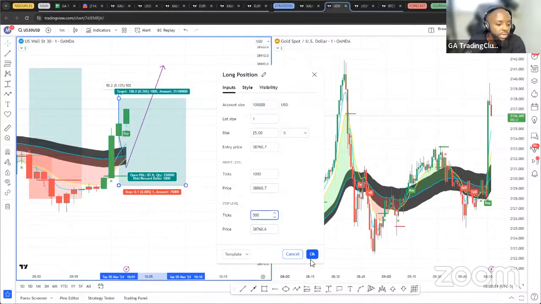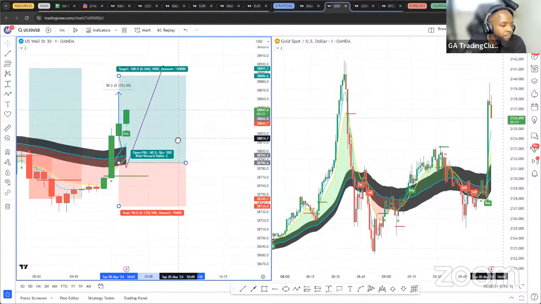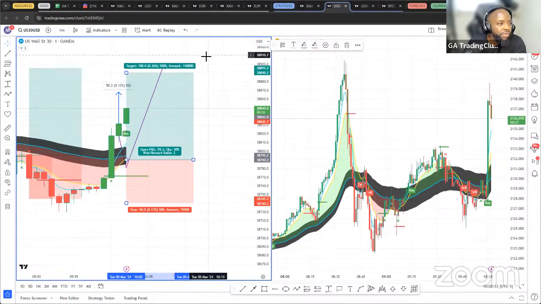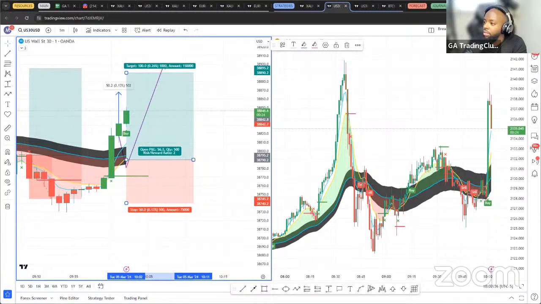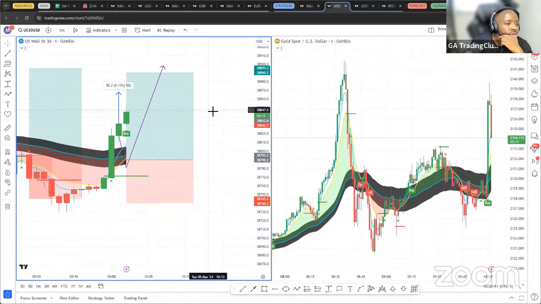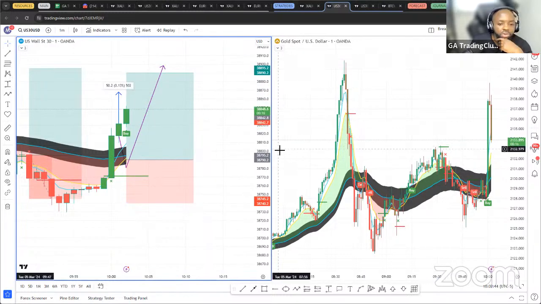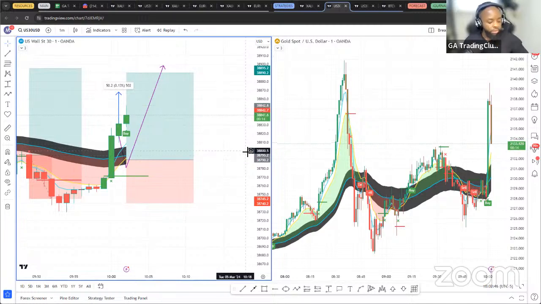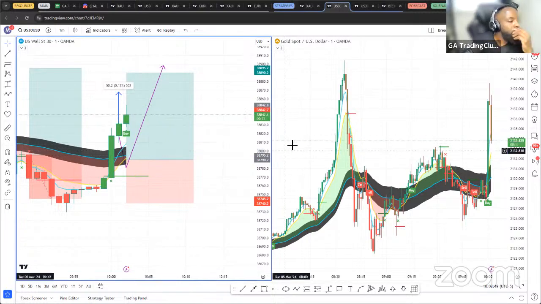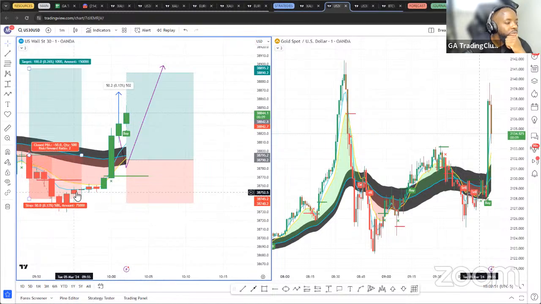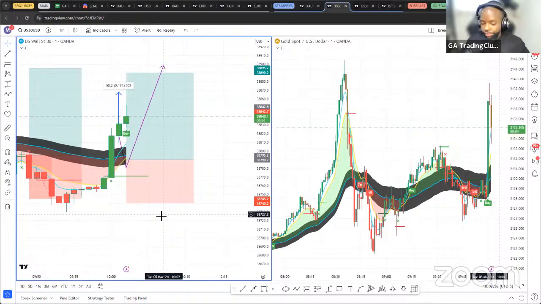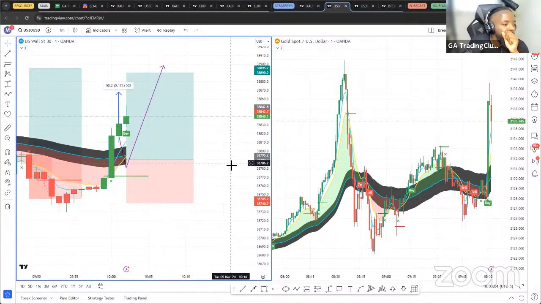So let's see if it comes down first. And if it doesn't, that's fine. We'll just wait for the next setup. And this will be my second and last trade of the day. Yeah, this was literally, looks like this was stop hunting. Right.